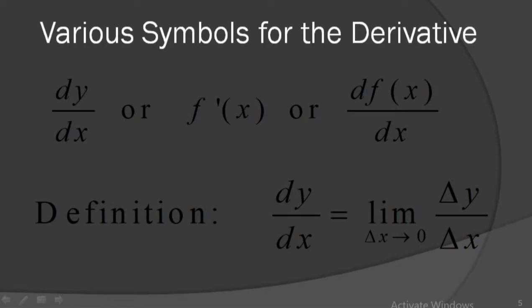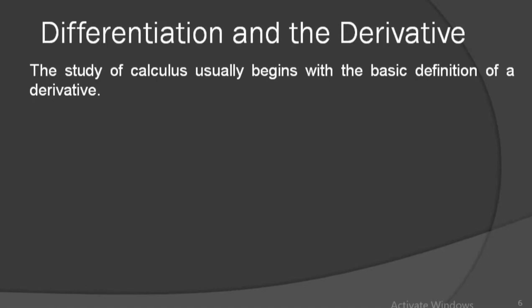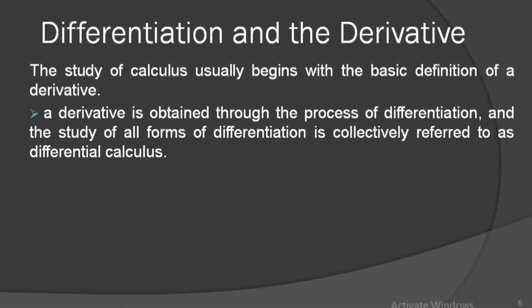Here are various symbols for the derivative. The first derivative of y with respect to x is denoted by dy by dx or f dash x or df of x upon dx. The definition is dy by dx is equal to limit delta x tends to 0 delta y upon delta x. Differentiation and the derivative. The study of calculus usually begins with the basic definition of the derivative. A derivative is obtained through the process of differentiation, and the study of all forms of differentiation is collectively referred to as differential calculus.